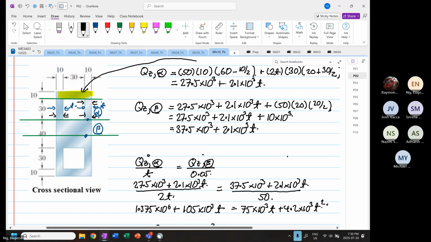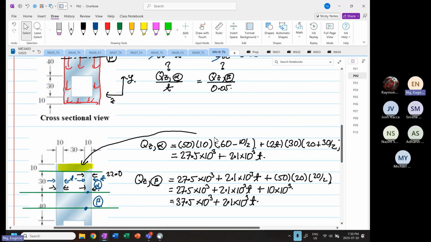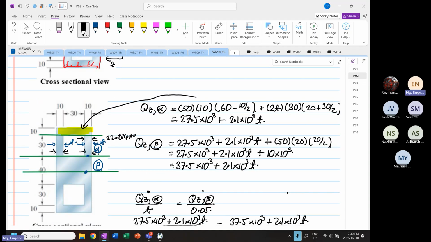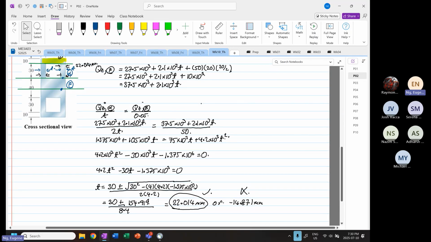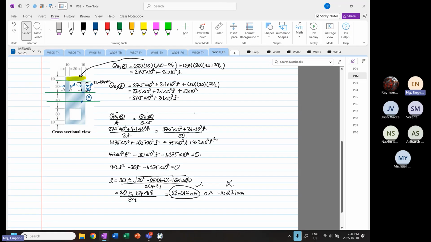So what it means is that the thickness over here has to be 22.014 millimeters. When that happens, the stress at the centroid and the stress at the thinnest part of the wall are the same. Okay. So this question is more on testing your fundamentals on what is wall thickness relative to the shear flow. And like what I mentioned before, it's all about the what? Q over T ratio. Right? It's all about the Q over T ratio.